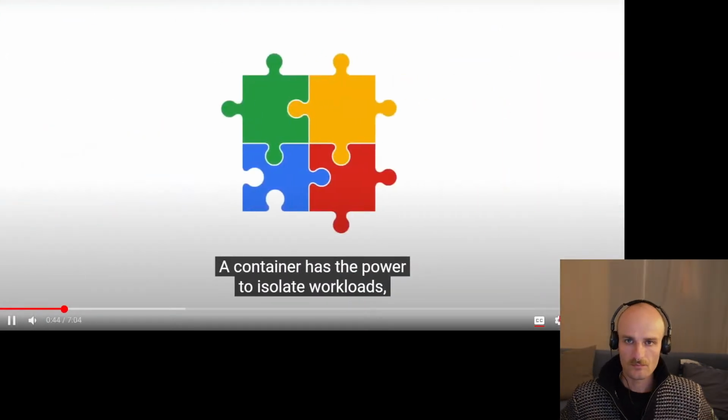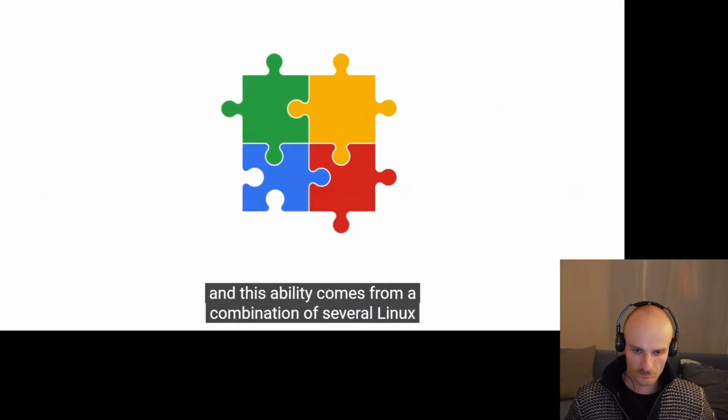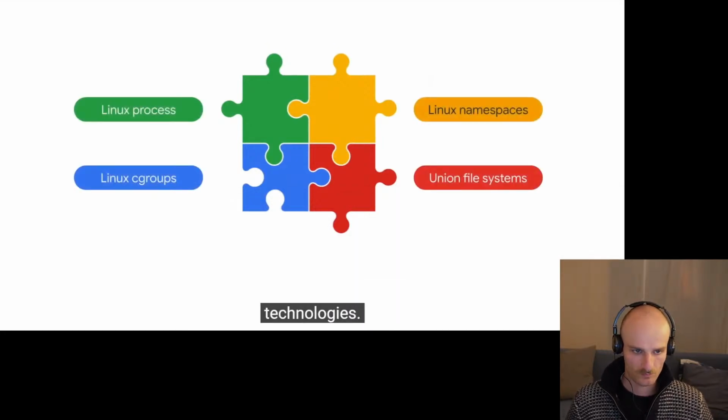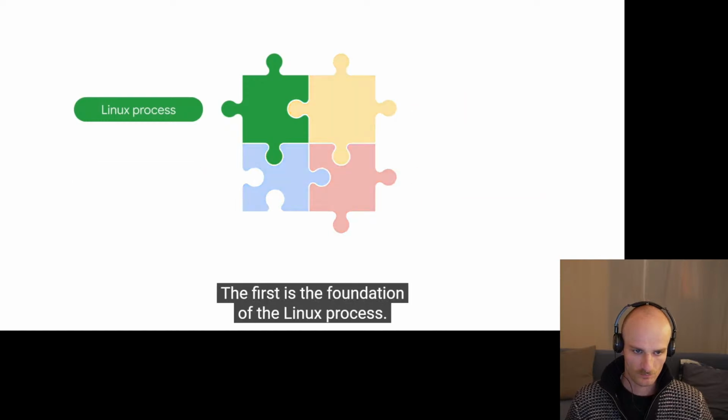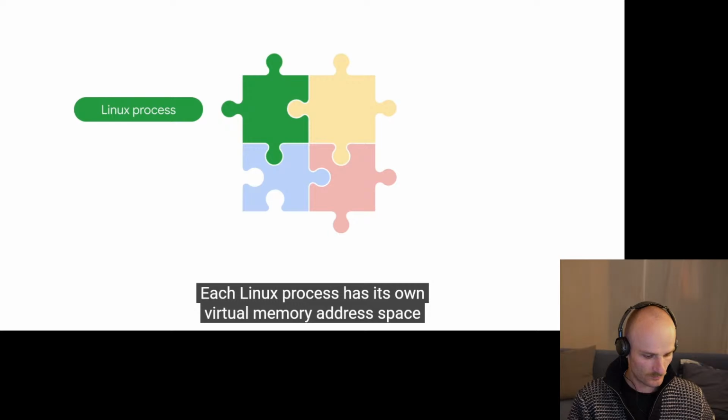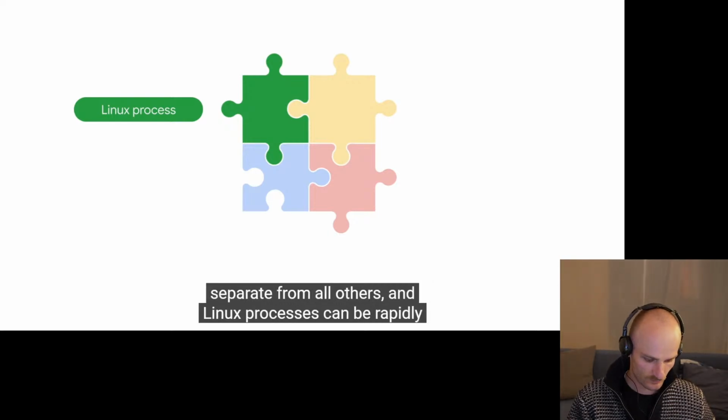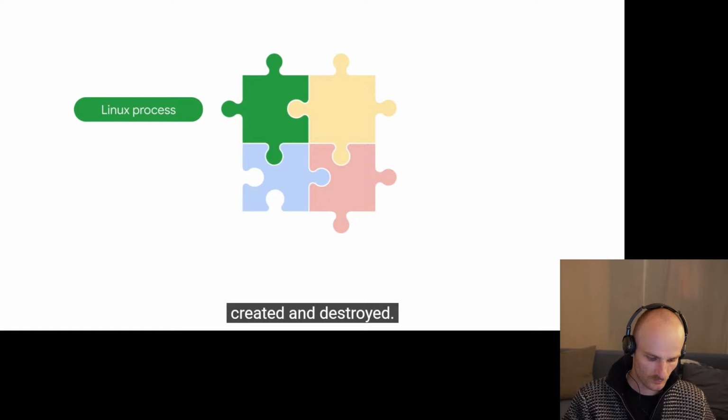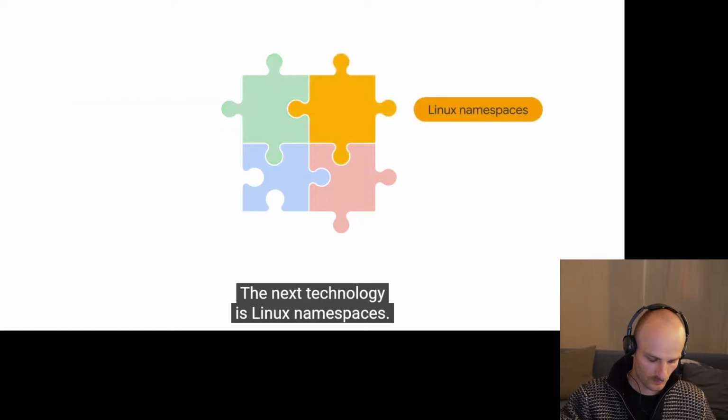A container has the power to isolate workloads, and this ability comes from a combination of several Linux technologies. The first is the foundation of the Linux process. Each Linux process has its own virtual memory address space, separate from all others, and Linux processes can be rapidly created and destroyed. The next technology is Linux namespaces.